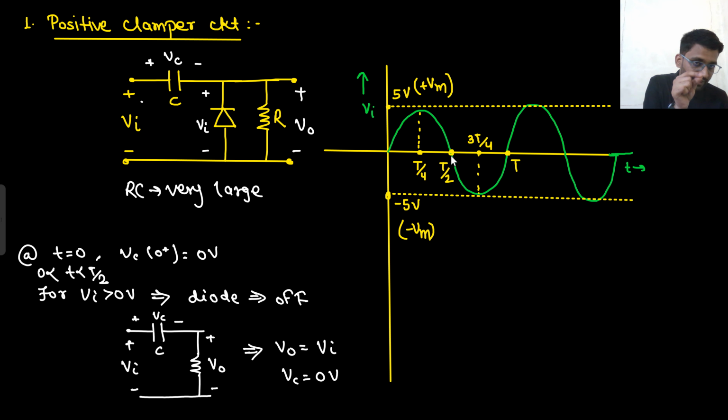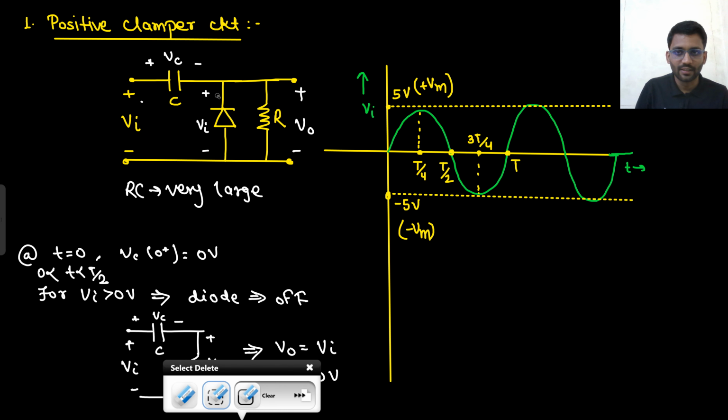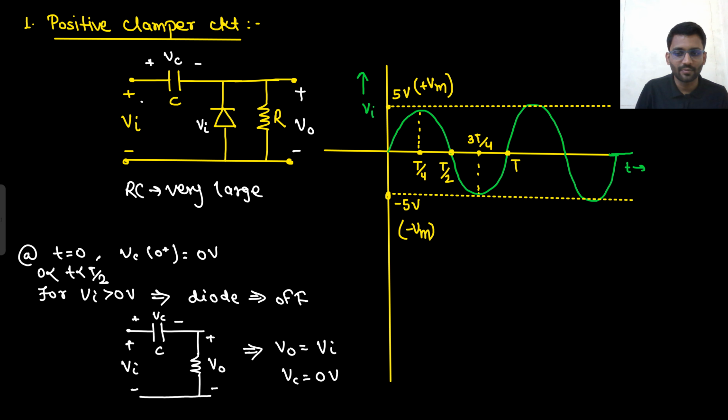Just as you see at t by 2 plus, there will be some negative voltage. What does that mean? Let's assume that negative voltage is minus 0.1 volt. So the current will come like this, because the input is negative, it is flowing in the opposite direction. If it was positive, it was flowing like this. Now if it is negative, it is flowing like this. That means the diode turns on. Are you getting this point? So at t by 2 plus, the diode turns on.